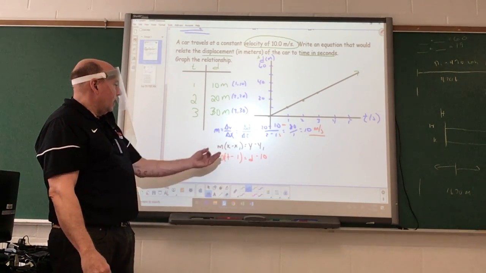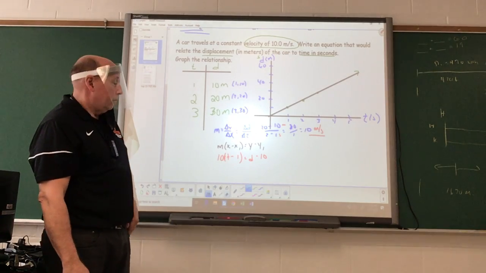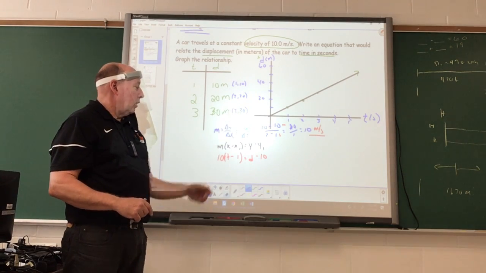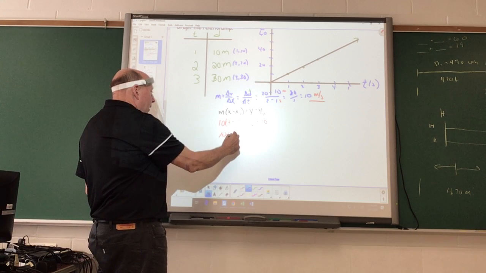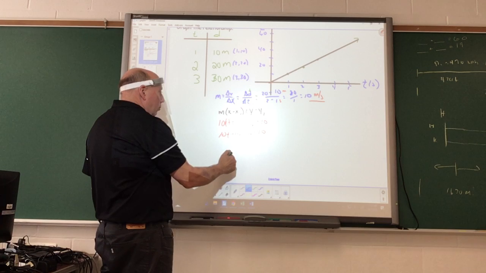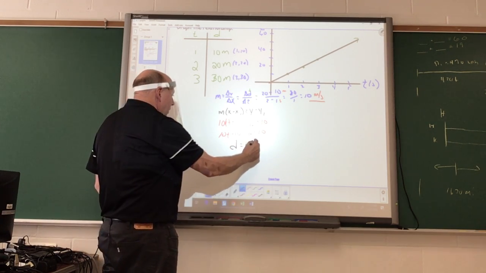So we have delta y over delta x, and y minus y1 equals the slope times t minus 1. And I could use either of the points. If I wanted to use (2, 20) or (3, 30), that would be fine also. Distributing, we have 10t minus 10 is equal to d minus 10. The 10s cancel, so we're left with d is equal to 10t.